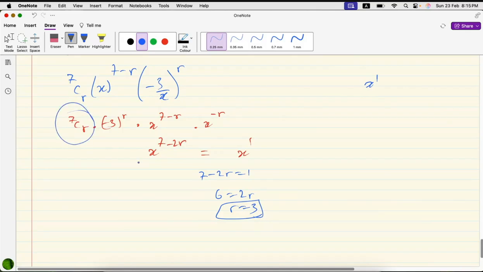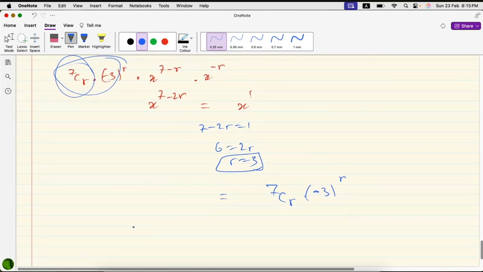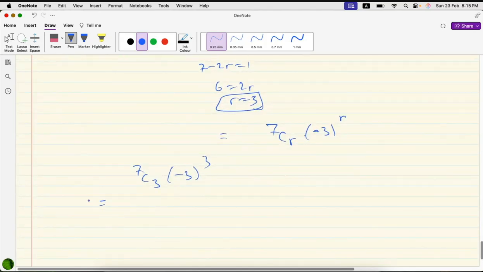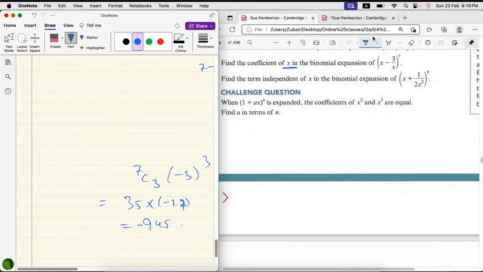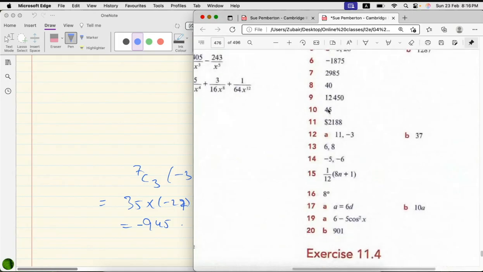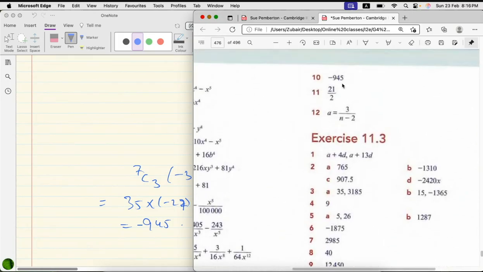So we needed the coefficient of x, meaning x raised to power 1. So the coefficient of x is for r equal to 3. The constant part is 7cr into minus 3 raised to power r, and the value of r in this case is 3, so minus 3 cube. So the coefficient of x in the expansion will be 35 into minus 27, which is minus 945.